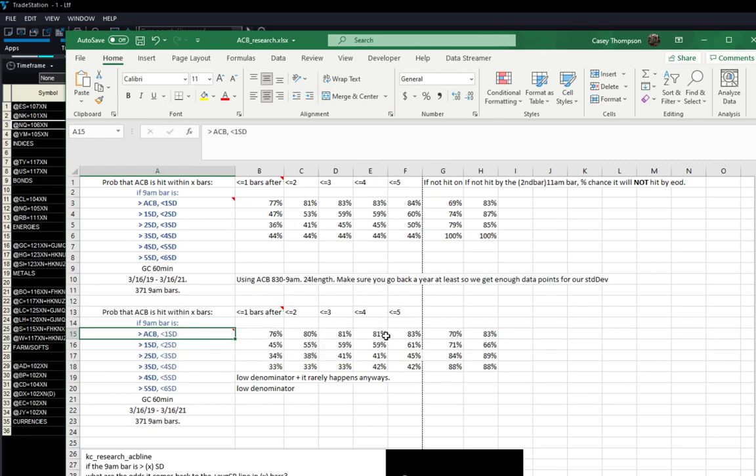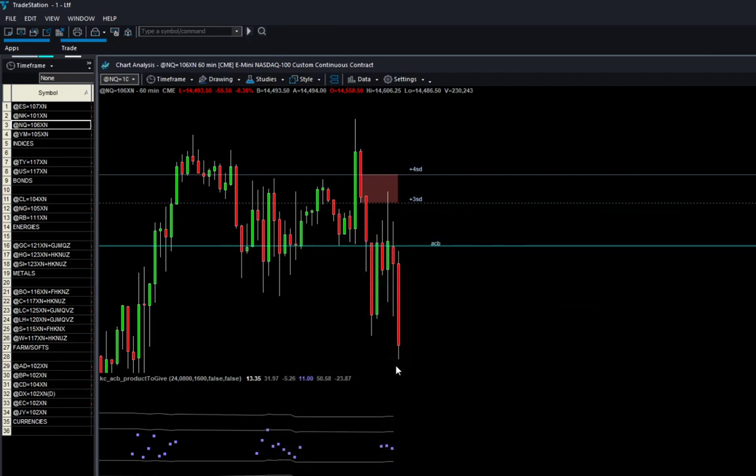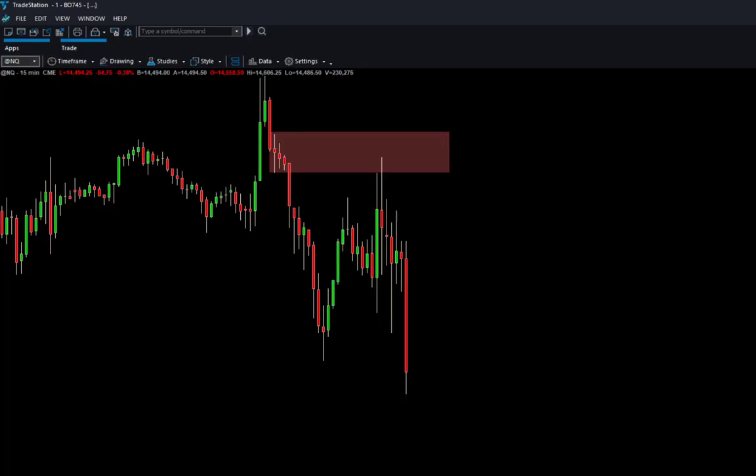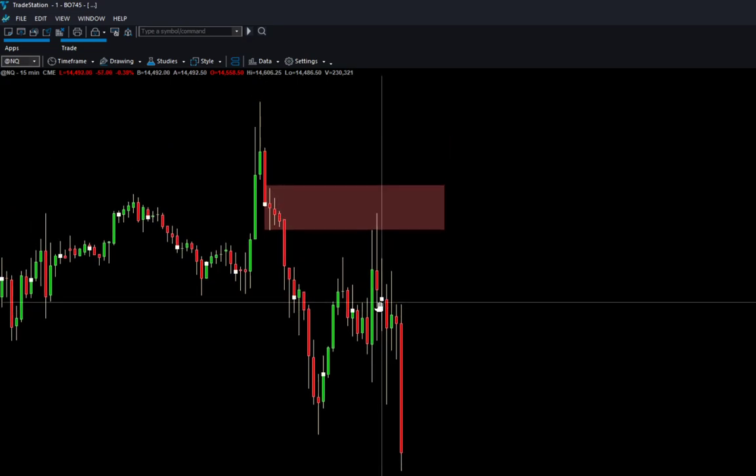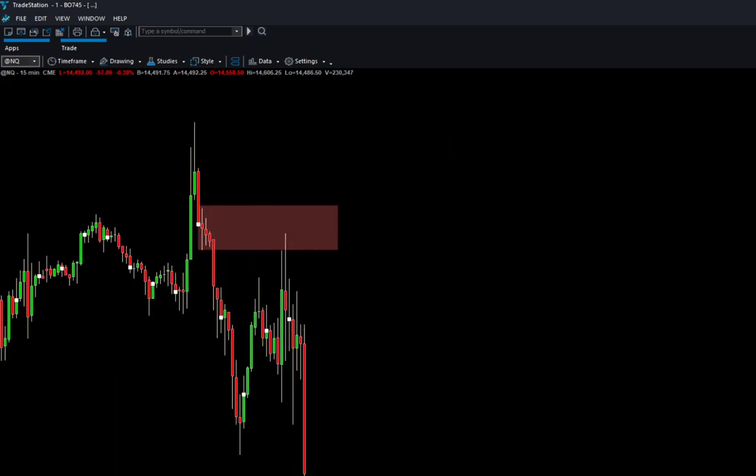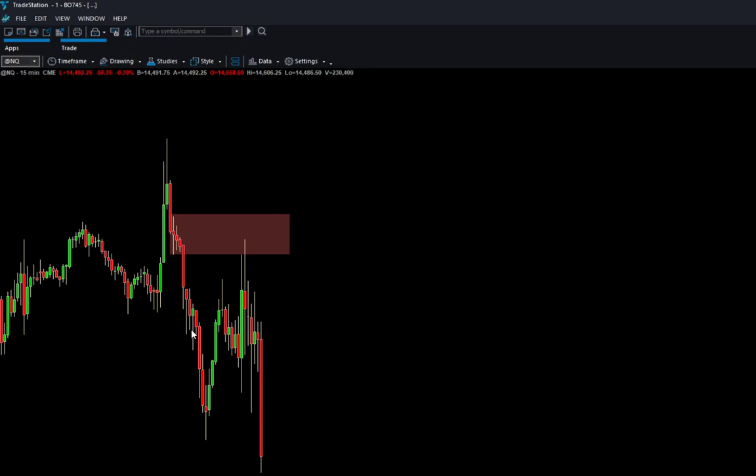But it goes greater than, yeah. So that means the odds of hitting that average candle body are very high. 80% chance that it'll hit that ACB. Super interesting. I had this zone plotted for a long time, and look at that puppy work. Let me tell you guys.